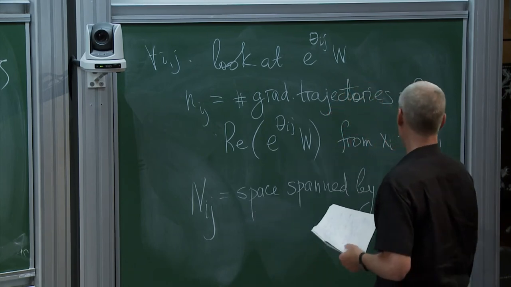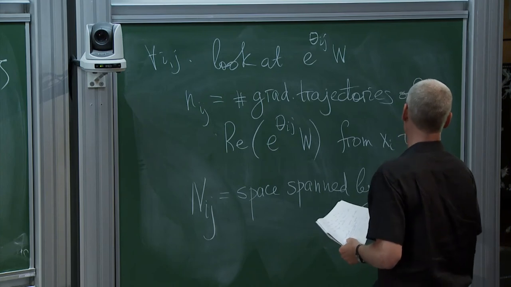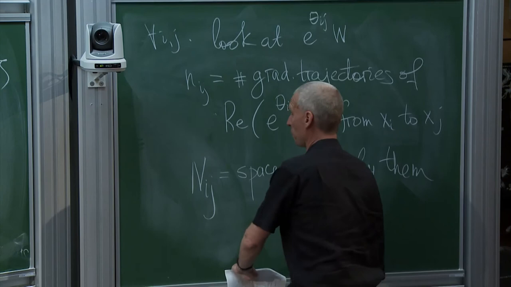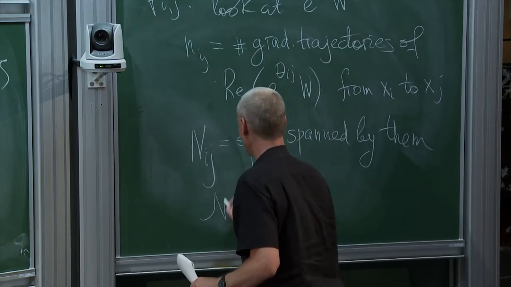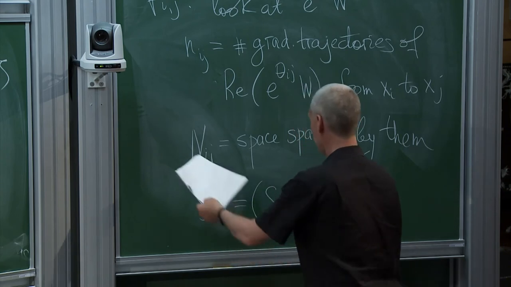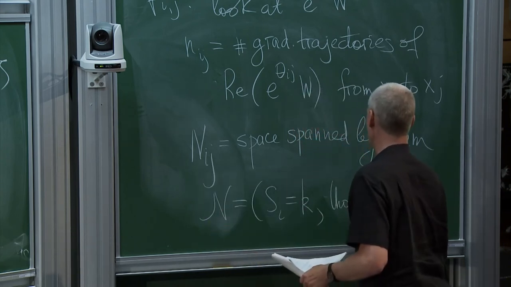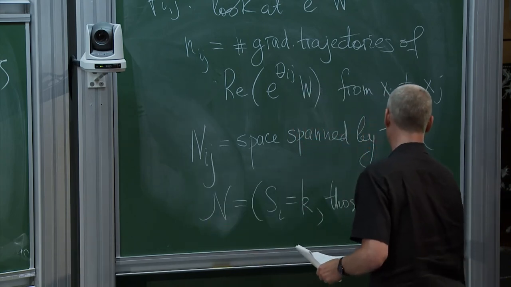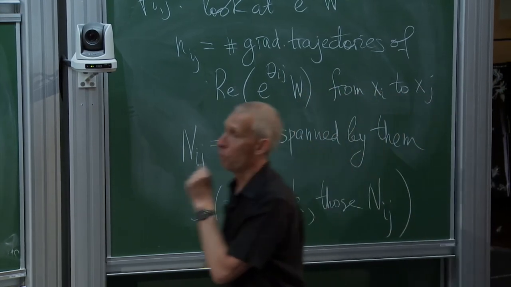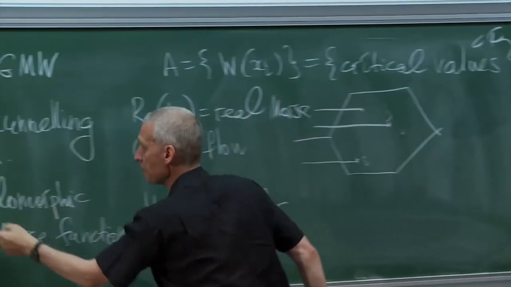Yes, the angle. So then this gives rise to a system of coefficients, N, which corresponds to all algebras being the field, and those N_ij. So in principle, one can imagine a more general situation when this is not necessarily a Morse function.